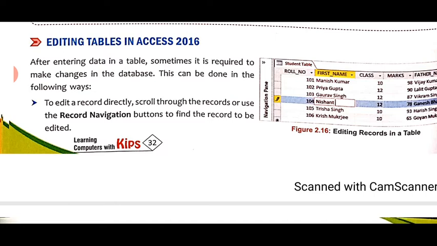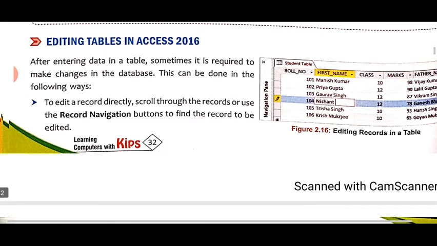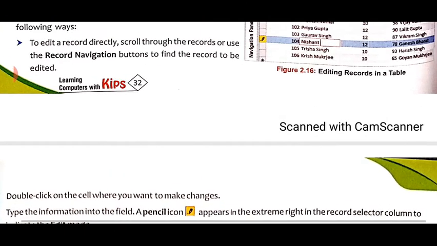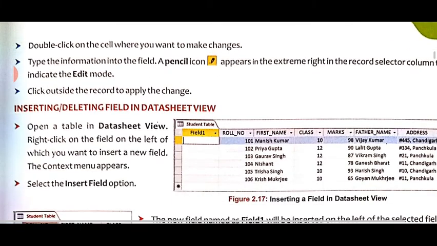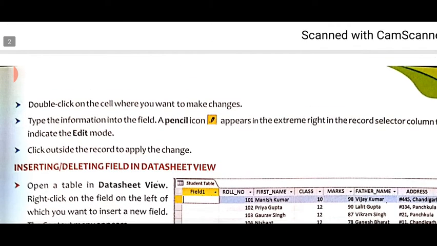Find the record by scrolling through the records or using the record navigator. Where is the record navigator? At the bottom you can see some buttons given, that is known as the record navigator. So simply find the record by scrolling through the records or using the record navigator, and then double click on the cell where you want to make changes. Type the information into the cell. After double click you can see your cursor will be there. Then type the information into the field and click outside the record to apply the change.